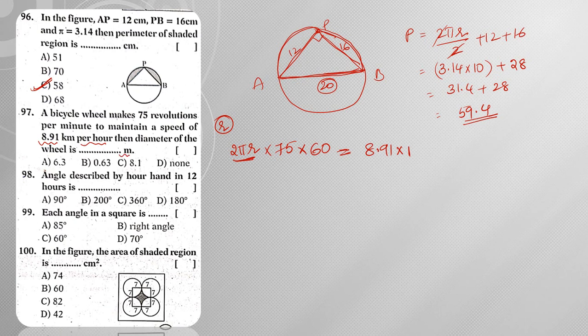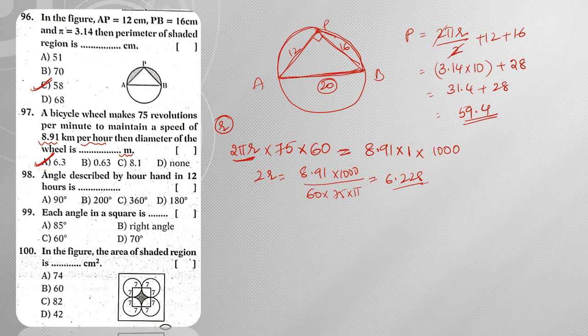Since I need the answer in meters, I am going to convert this into meters: 8.91 into 1000. From this I can get 2r equal to 8.91 into 1000, and when you transpose, this becomes 60 into 75 into pi. On simplifying, I get 6.228 or so, which is nearly equal to 6.3. Hence the answer is 6.3 meters.